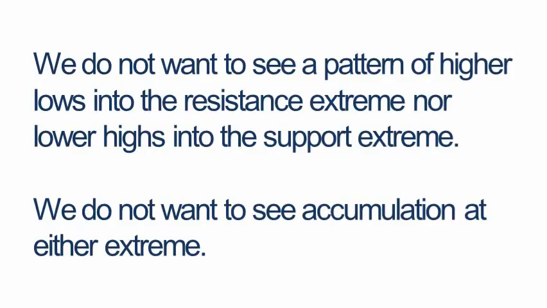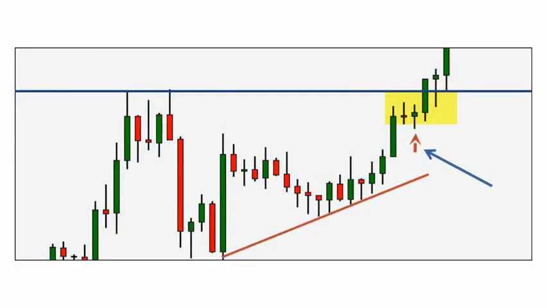We don't want to see a pattern of higher lows into the resistance extreme nor lower highs into the support extremes. We do not want to see accumulation at either extreme. Now, while a reversal could still happen, this type of price action and structure at the extreme does not give much confidence for shorts or longs. If anything, some traders may find an entry inside of the consolidation at the failure test candle marked with an arrow.